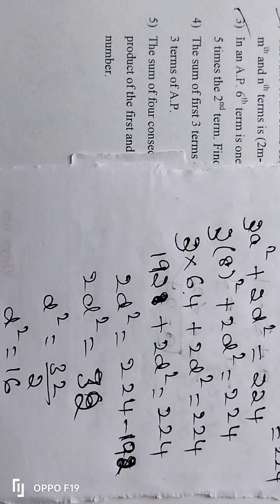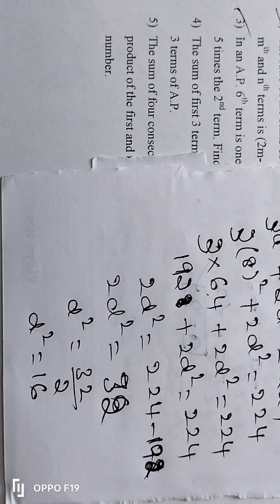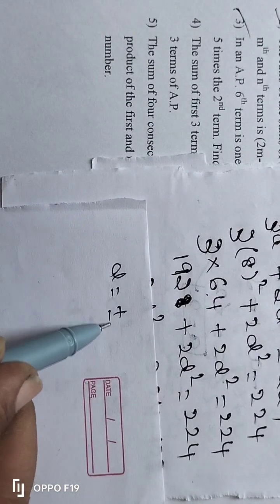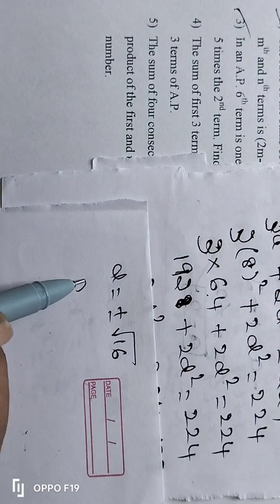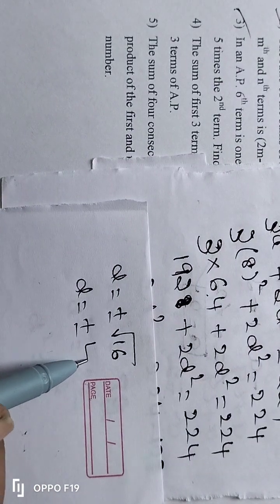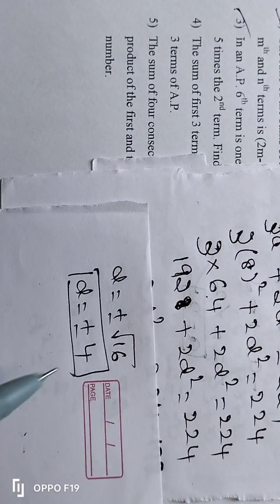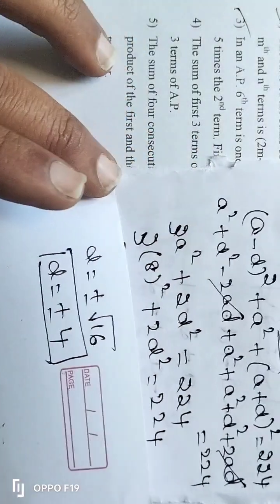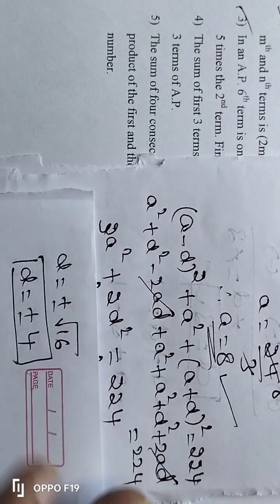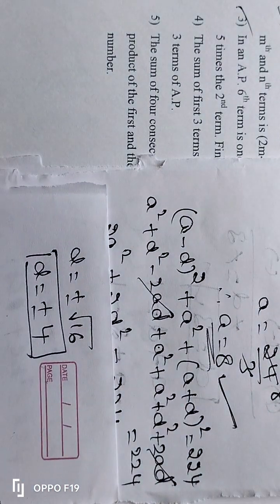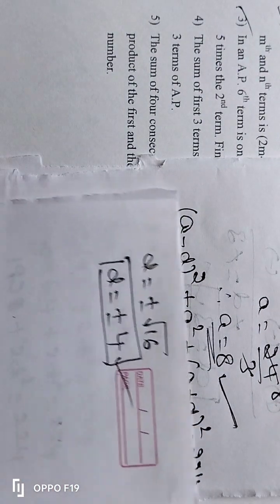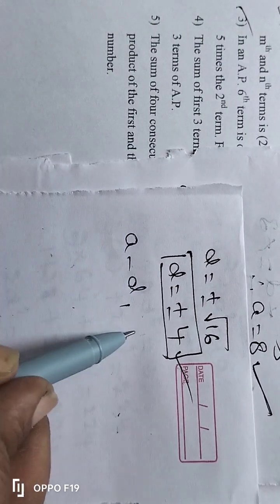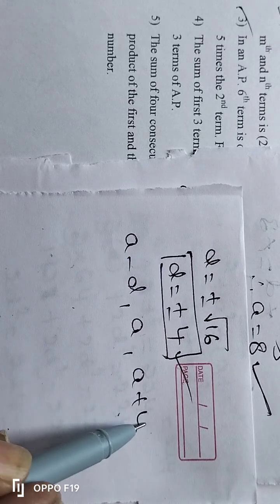So after getting the value of d square as 16, now let us solve it. d is equal to plus or minus square root of 16. d is equal to plus or minus 4. The value of d is 4. Already we got the value of a. What is the value of a? It is 8, and the value of d is 4. Getting a and d, we can write the three terms of an AP: a minus d, comma, a, comma, a plus d.